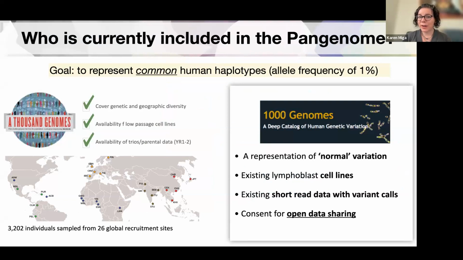When we think about who's currently in the pan-genome that's being represented by the NIH effort, here we're focusing primarily on genomes that are properly consented for open access, unrestricted use. We're looking at only common haplotypes, or allele frequencies that have a global frequency of 1%. Globally, we're looking at normal lines, and these are cell lines.